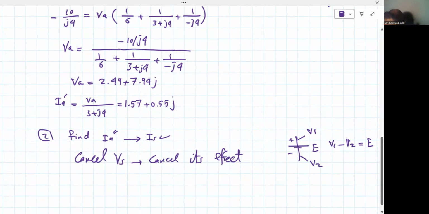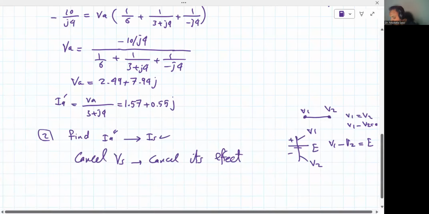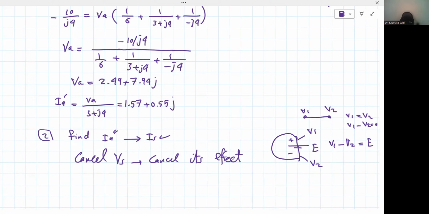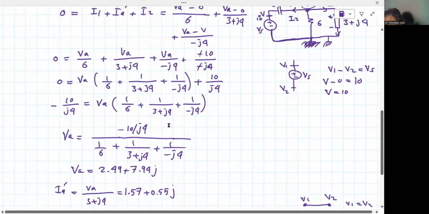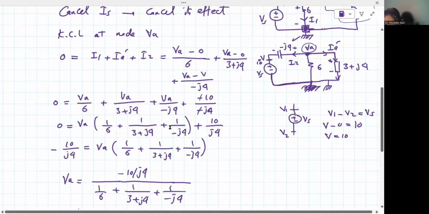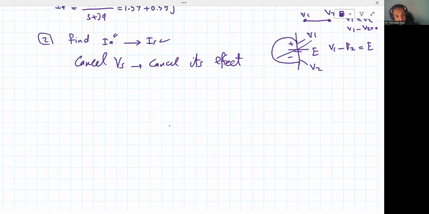We know for a fact that if you have a short circuit between two nodes or terminals, they have the same voltage. It means V1 minus V2 equals 0. So to cancel E, we should make a short circuit like that, and in that case, you can just remove E. Okay, so let's draw the circuit and then cancel the voltage source.